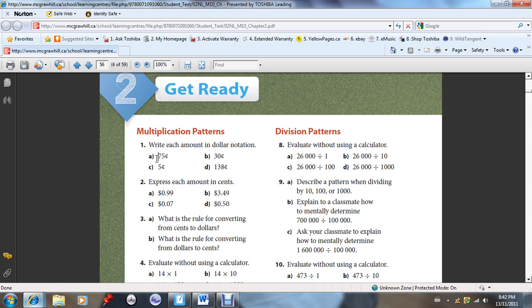Express each amount in cents. Well, down right here, ladies and jelly beans, you do the opposite. You start here. You take your decimal and move it 2 places to the right. So you go 1, 2. It will end up being 99, and you'd write cents after. That's all you had to do, okay?